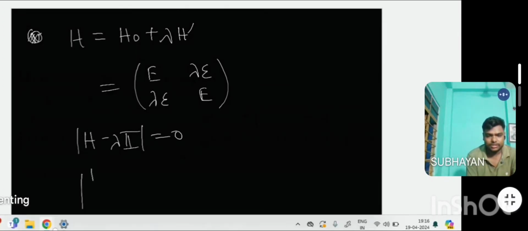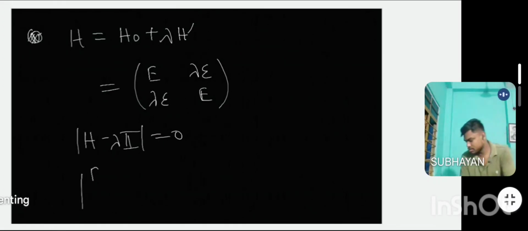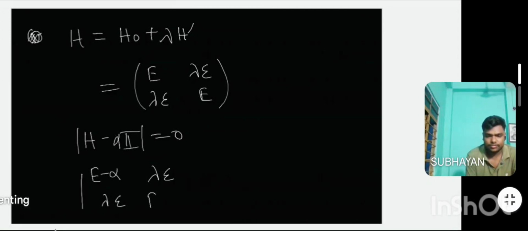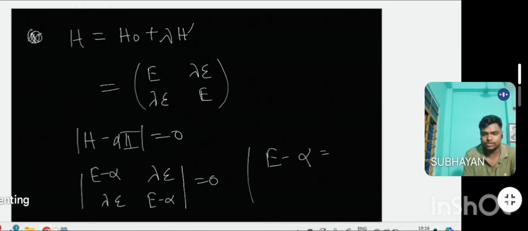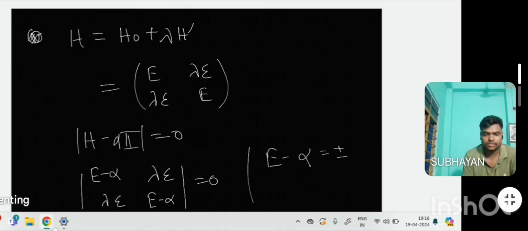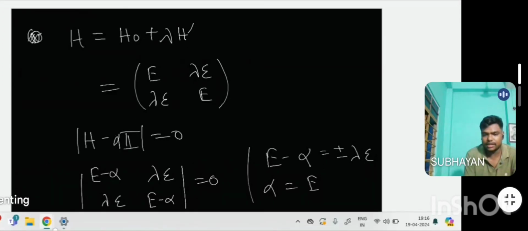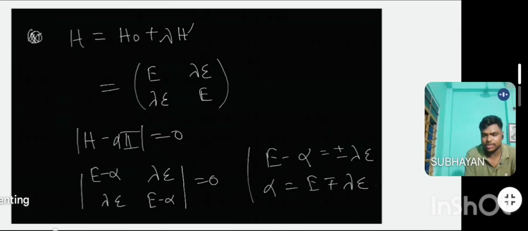Suppose I am writing alpha. Okay, so alpha is the eigenvalue. Then it should be E minus alpha, lambda epsilon, and lambda epsilon, E minus alpha. Okay, this is 0. So E minus alpha is equal to plus minus lambda epsilon. Okay, so alpha is equal to E minus plus lambda epsilon.